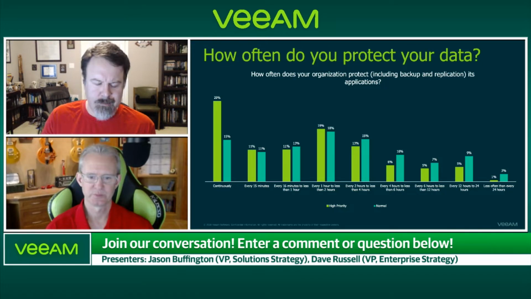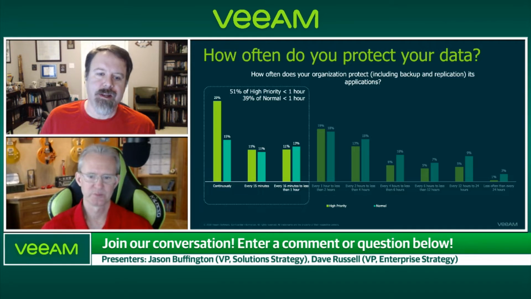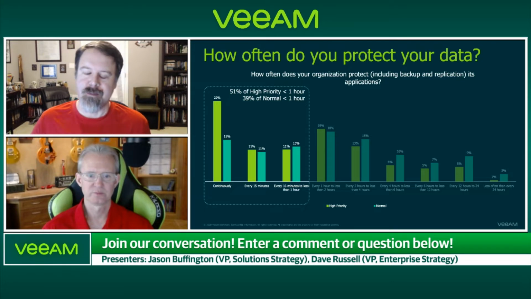Nearly half of that data, 51%, is high priority for how much data you can afford to lose. And then also 39% of that normal data. Here's the one I think is really interesting on this.